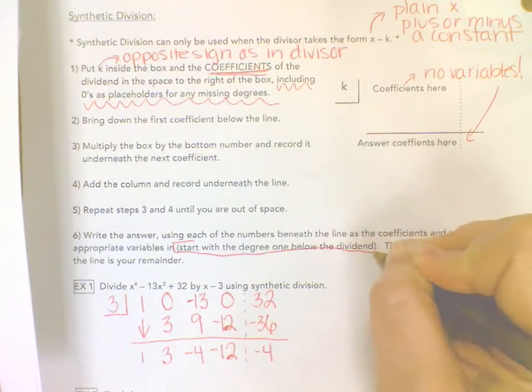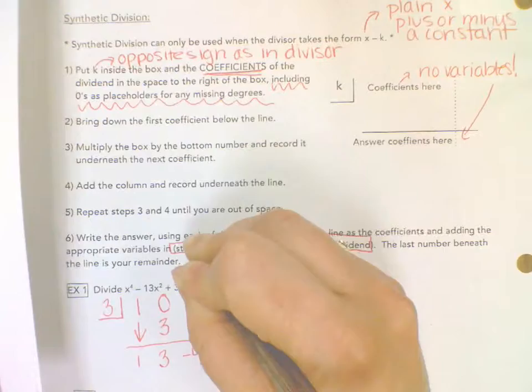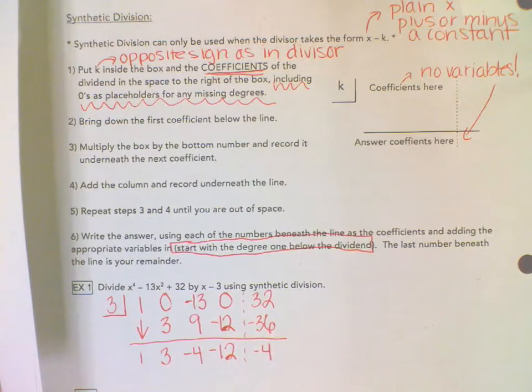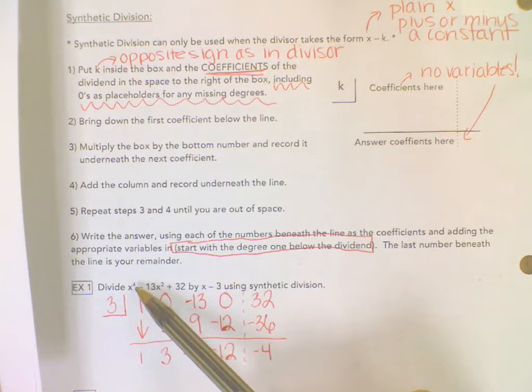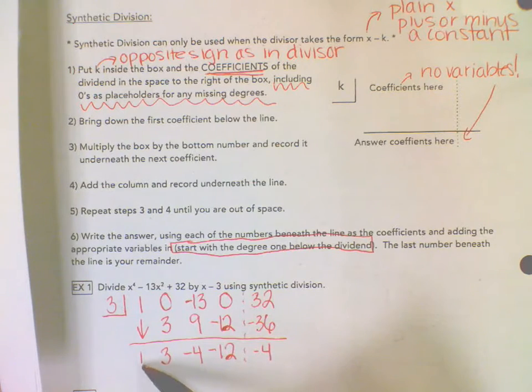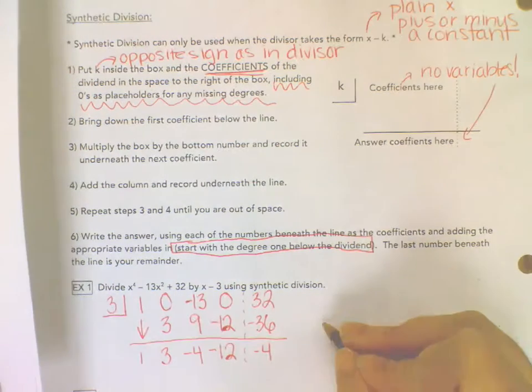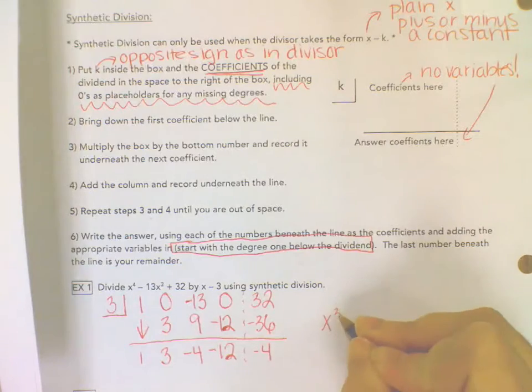This is so important. You have to start with the right variable to the right power. Start with the degree that is 1 below the dividend. So you look at your dividend. Mine was x to the 4th. I go 1 below that. That would be x to the 3rd. So the first number I use goes with x to the 3rd. So x cubed, 1x cubed.